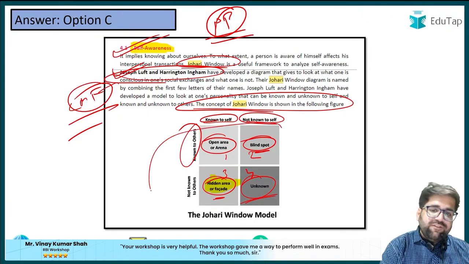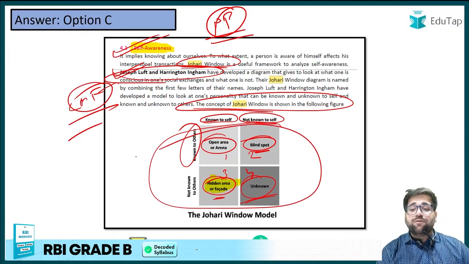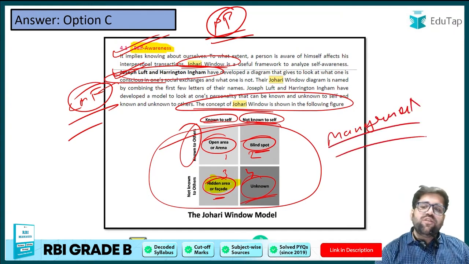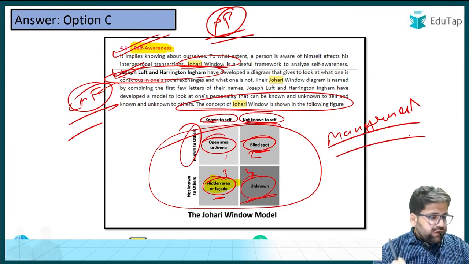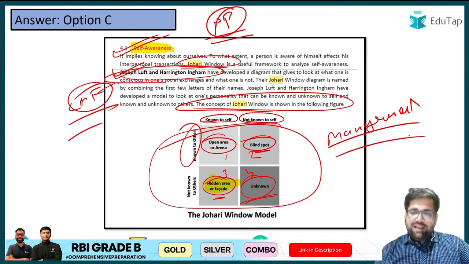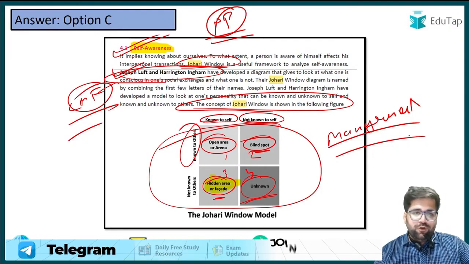So these are certain very important concepts which come under the form of management. And if you see, RBI is just asking you very basic questions on management. So I request you to please answer all these questions. And if you are not able to answer this, again, it's a wake up call for all of you.